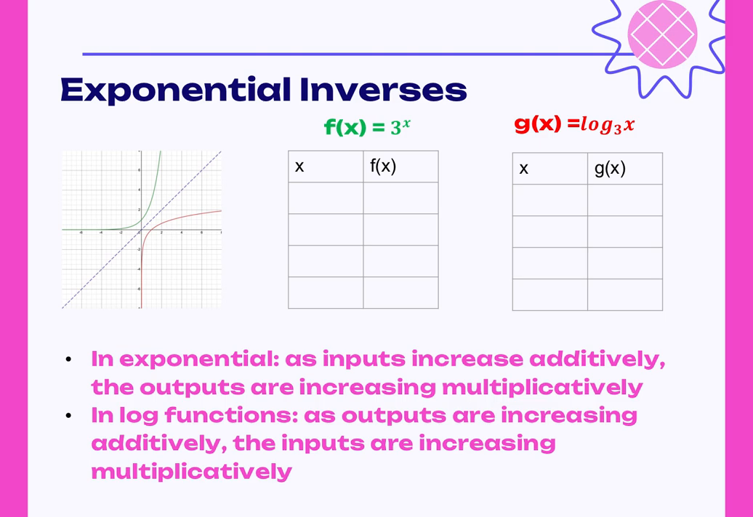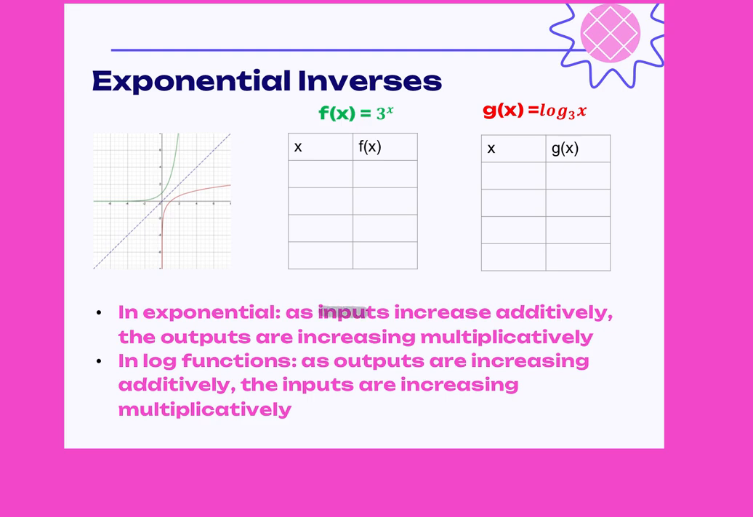So in an exponential function, we're looking at the important terms here. As inputs increase or decrease additively, the outputs are increasing or decreasing multiplicatively. Meaning if I add something on the left-hand side, on the right-hand side of this chart, my outputs are being multiplied by the same thing each time. So if I just look at 3 to the x, let's do 0, 1, 2. 3 to the 0 is 1, 3 to the 1 is 3, and 3 to the second is 9. If I go one more, it's 27.